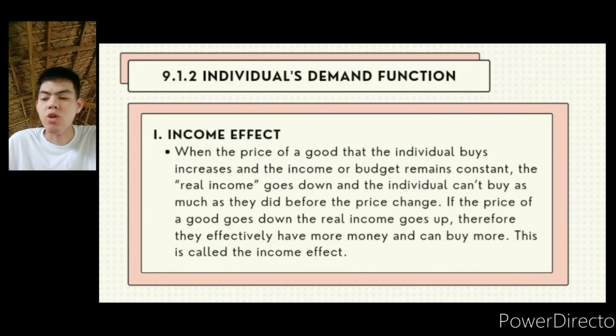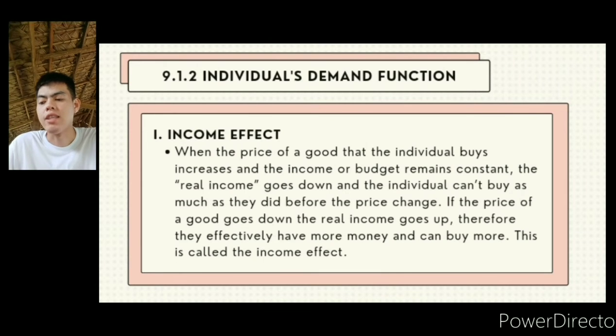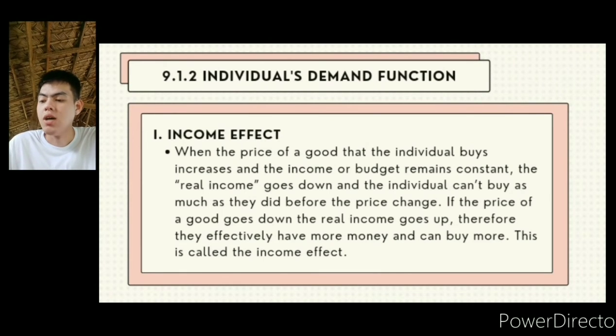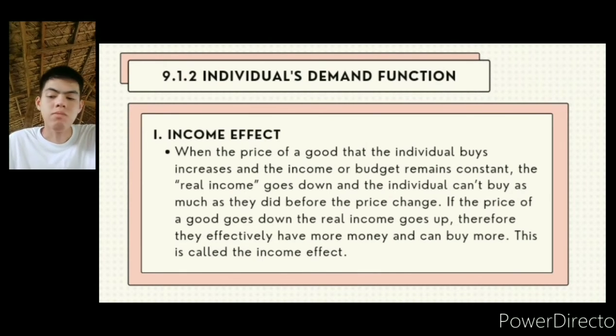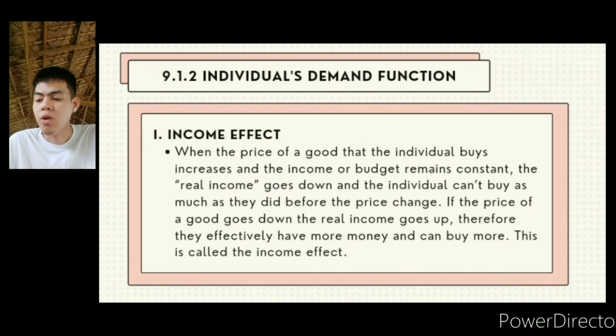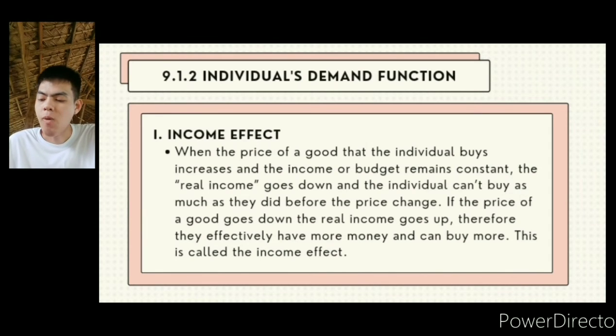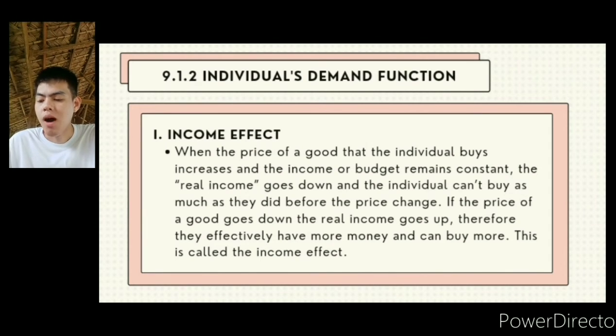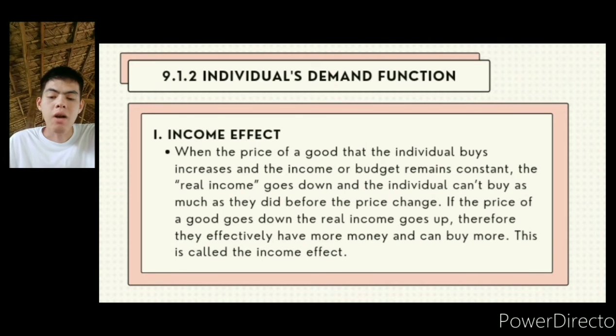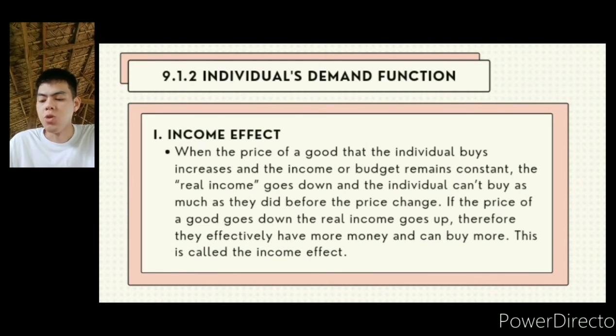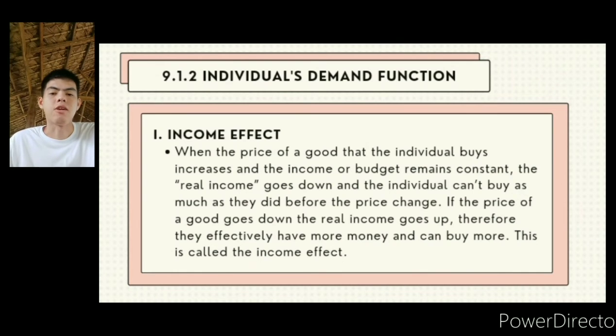Ang isang halimbawa nito ay yung katulad ngayon sa panahon natin. Nagtaasan na ang presyo ng mga bilihin. Dati, sumasapat yung budget mo para makabili ng isang sakong bigas. Pero ngayon, kalahating sako na lang ang nabibili mo kasi tumaas yung presyo. Kabaligtaran naman pag bumaba yung presyo. Pag bumaba, mas madaming mabibili. Kumbaga, sapat at sobra yung budget para sa goods na yun. Yun yung tinatawag nating income effect.